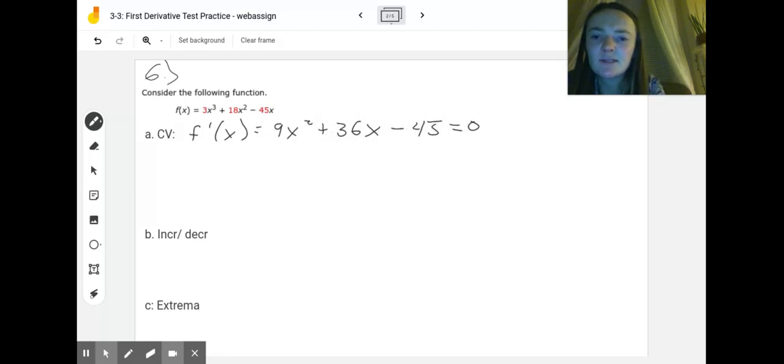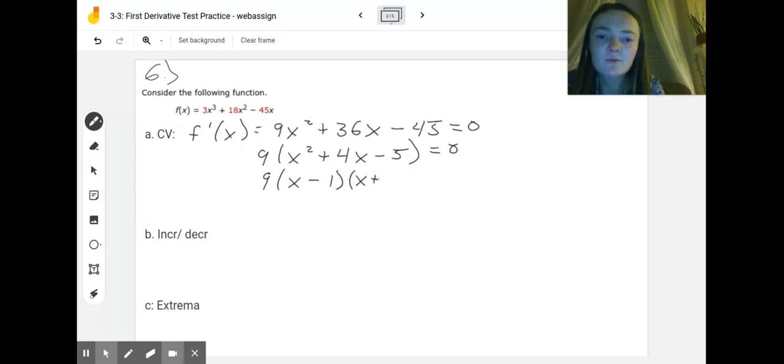Well, it'd probably be a good idea now to factor out a 9 because everything's divisible by 9 here. So I get 9 times x squared plus 4x minus 5, which totally factors. Yay. Okay. So to factor this, that's going to be x minus 1 times x plus 5. So really this is saying what adds to positive 4 and multiplies to negative 5. And those options are negative 1 and 5. And you could do that with a box method too. So I know my critical values happen at x is equal to 1 and at x is equal to negative 5.